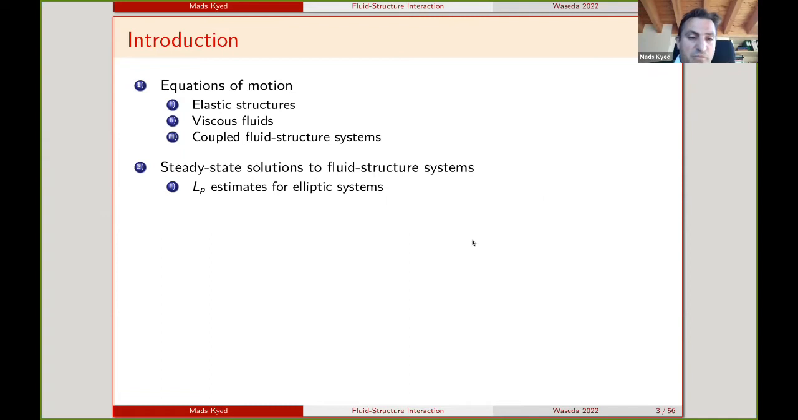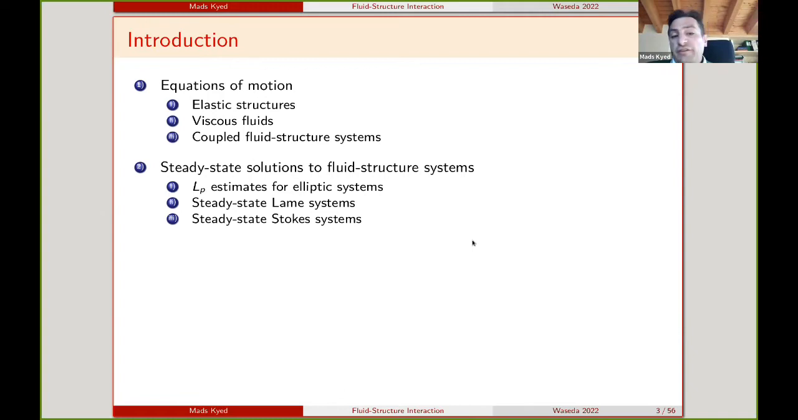Well, in order to do it in an LP framework, I need LP estimates for the Lami system, which is the linearization of the elasticity equations that I will derive. And I need the LP estimates for the Stokes systems. Okay, so most of you have a background in fluid dynamics, so I will be assuming that you know the Stokes systems well. So I will be focusing on the Lami system.